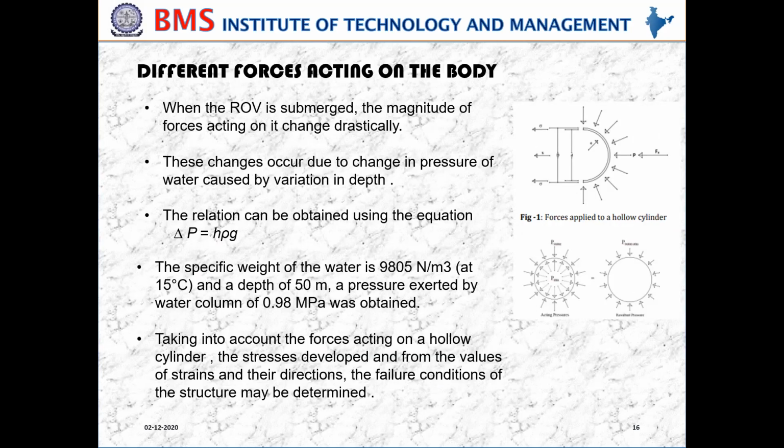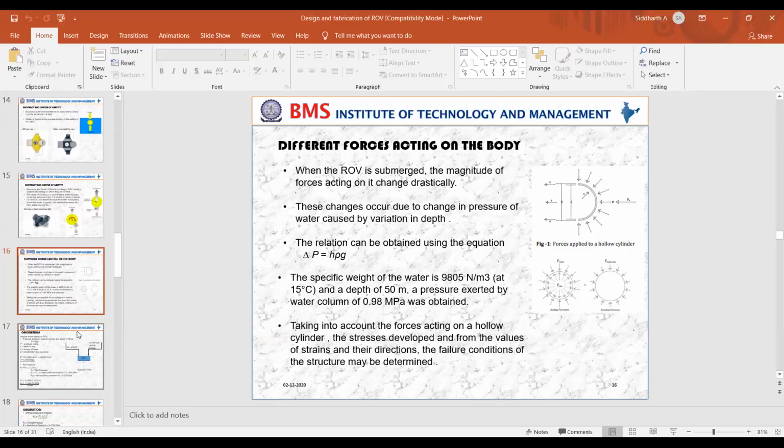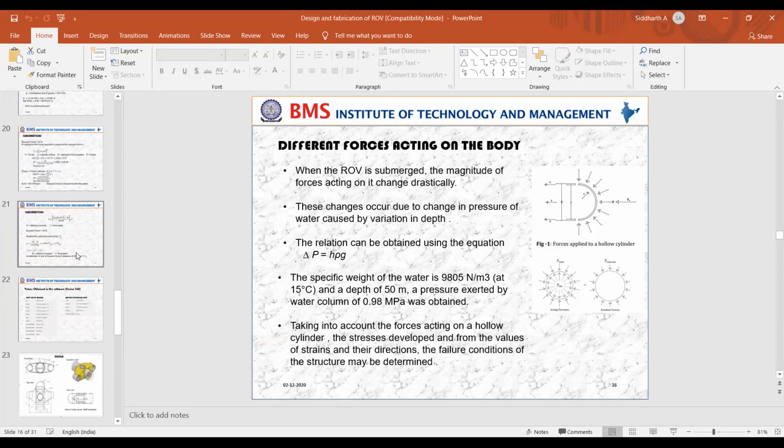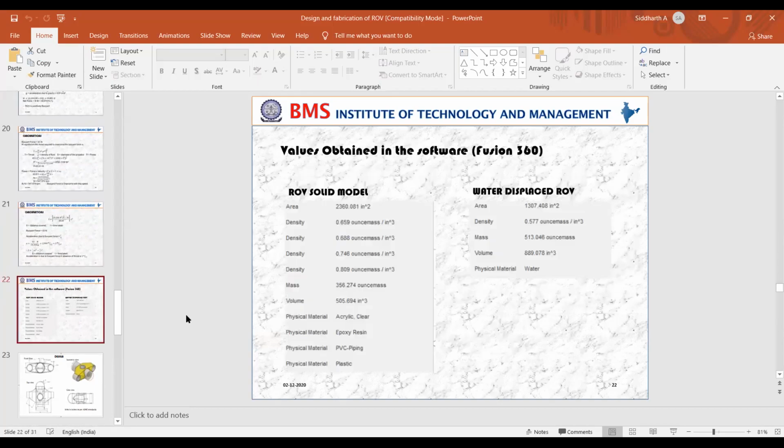And determination of force acting on the body. As you can see, there are forces acting inside the cylinder and outside the cylinder too. So we had to calculate them. After calculations of the sample, we made a model in Fusion 360 software, and we found out the various properties and the various areas and values obtained.